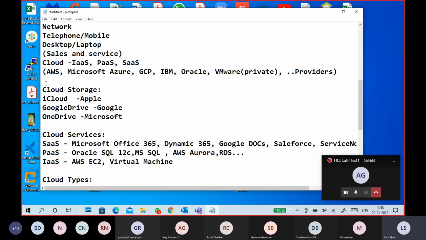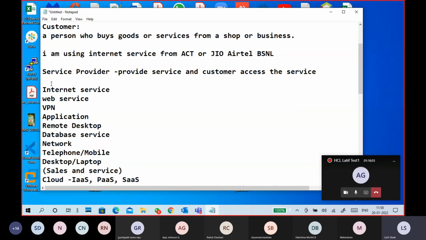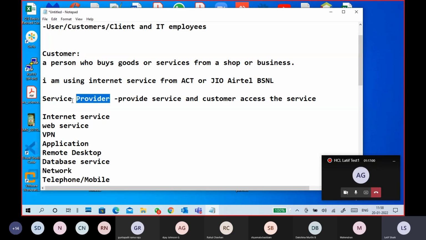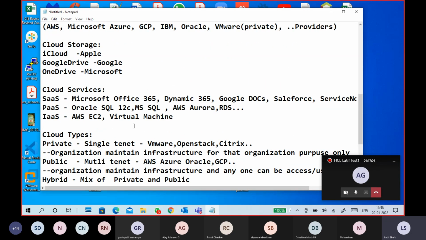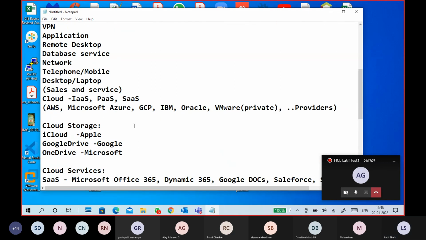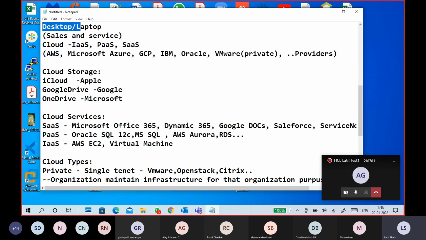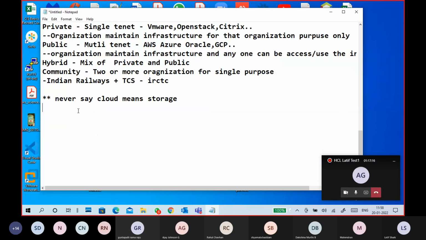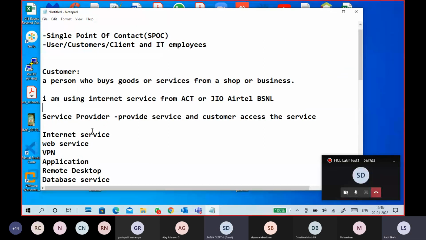So in that one, I already explained a small thing about cloud services. Okay, guys, understand the service providers and the different types of services. A lot of services are there. I didn't write all the services and the cloud service names. You got that point or not? Yes, sir. Very good. Okay.